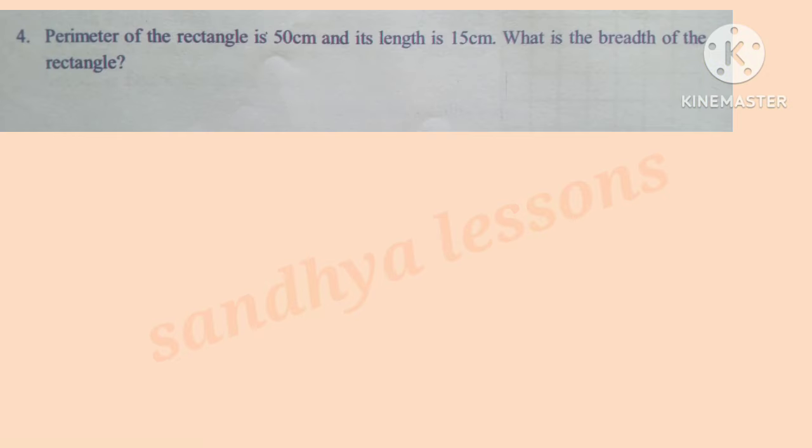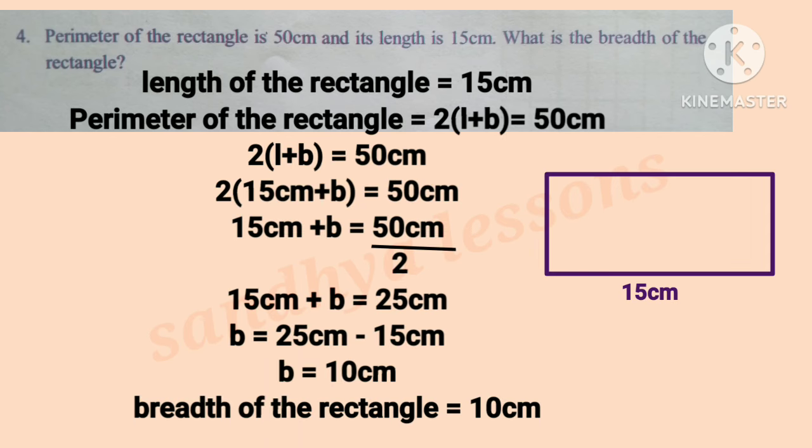Fourth problem, perimeter of the rectangle is 50 cm and its length is 15 cm. What is the breadth of the rectangle? Solution, length of the rectangle is equal to 15 cm. Perimeter of the rectangle is equal to 2 into (length plus breadth) is equal to 50 cm. 2 into (L plus B) is equal to 50 cm.